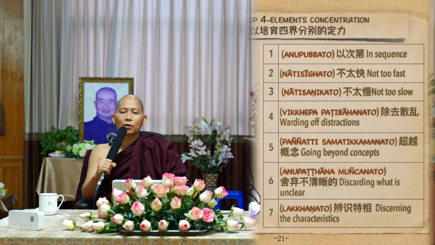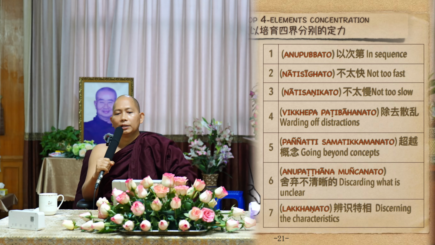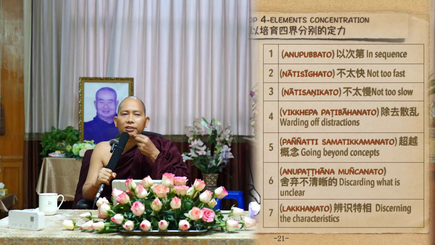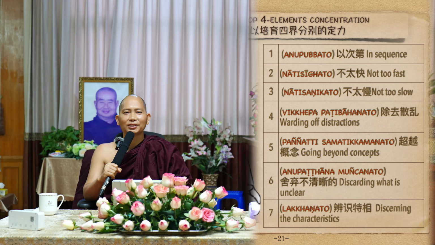Number 2, Nati Sikhato, not too fast. Number 3, Nati Sandikato, not too slow. This is also very important. Not too fast means when you are discerning the 12 characteristics, for example, hardness, roughness, heaviness, softness, smoothness, lightness, if you discern in this way very fast, you cannot concentrate on the respective characteristic. You are just shouting, reciting, not meditating. That is why it should not be too fast.